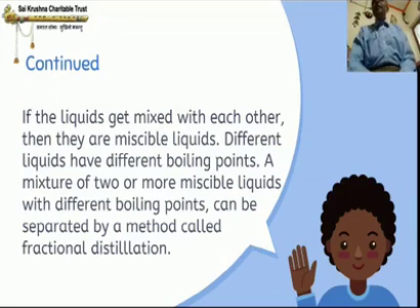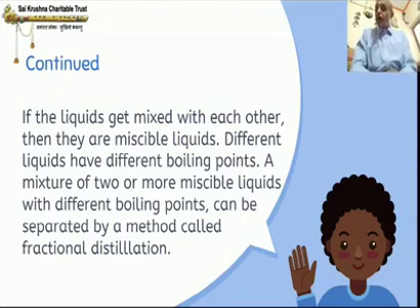Now, the best example of miscible liquids could be decoction and milk to prepare coffee, right? Decoction is a liquid and milk is also a liquid. When we mix decoction with milk, it results in coffee. So both coffee decoction and milk are miscible. They are miscible liquids as they mix well.